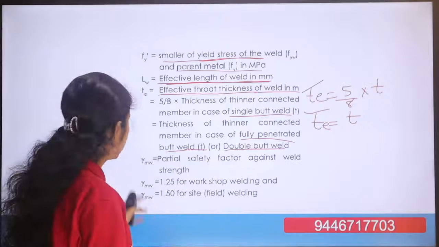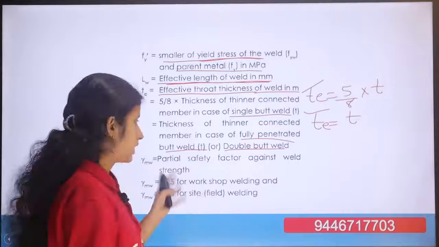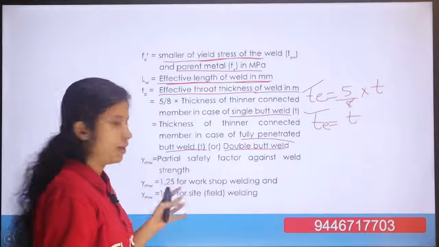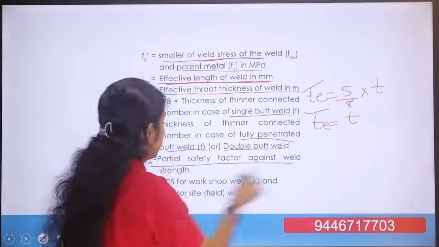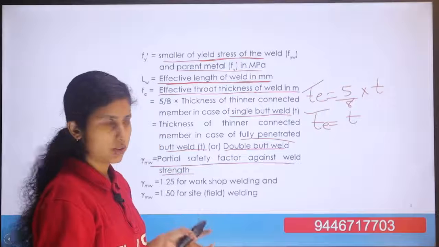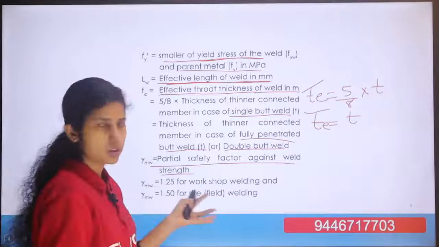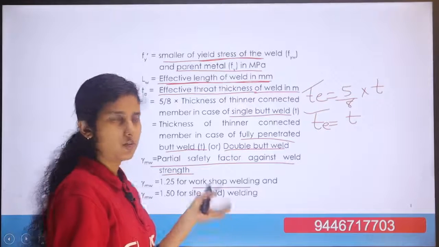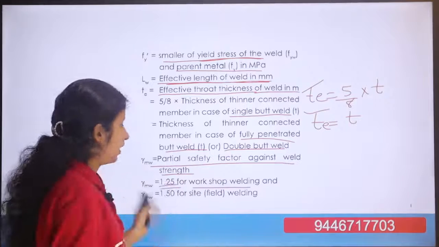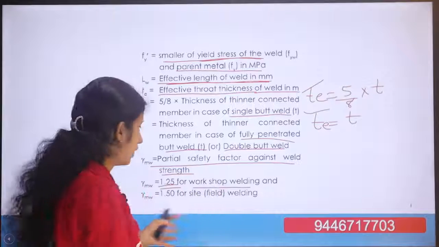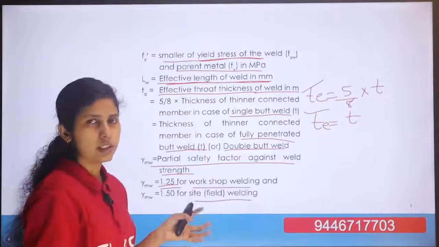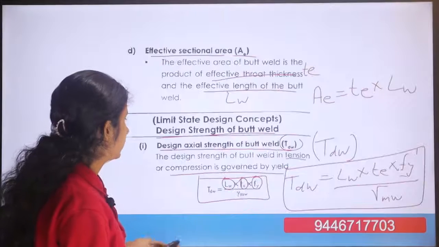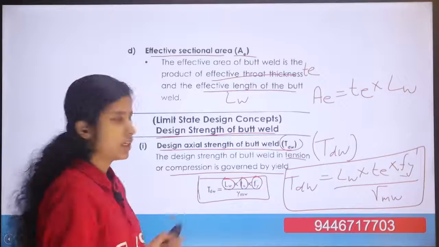Next, gamma MW is the partial safety factor against the weld strength. Gamma MW is taken as 1.25 for the workshop welding, and as 1.5 for the site or field welding. These are the various terms in this equation.